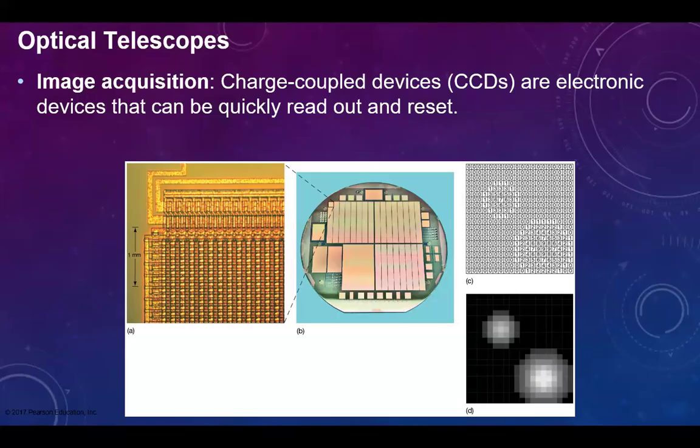And they have a bunch more advantages. They can be quickly read out and reset. So for a photographic plate, you have to handle it correctly, then you have to develop it chemically, which takes time. For a CCD, you say, tell me what you saw, and it dumps out the information digitally and feeds it quickly into a computer where it can be immediately analyzed.